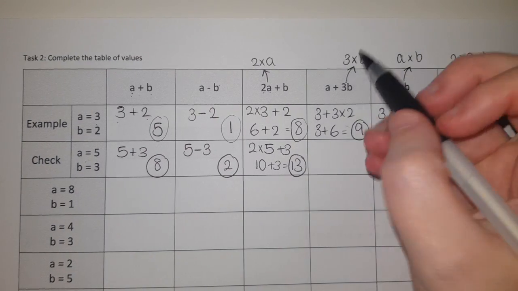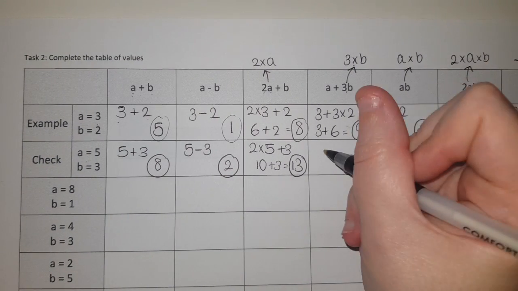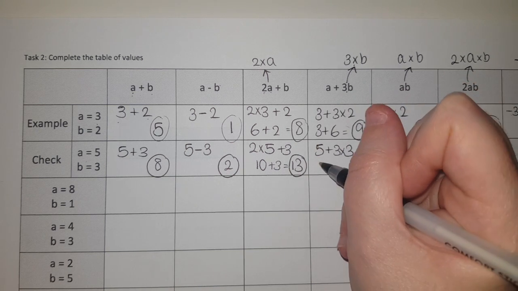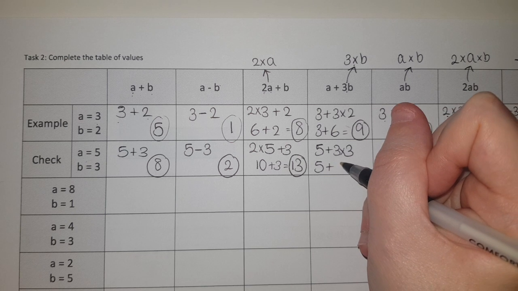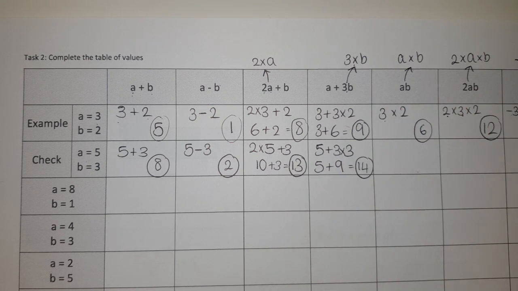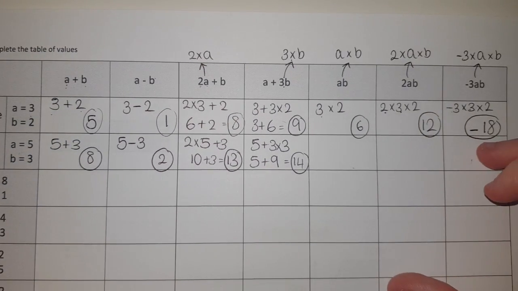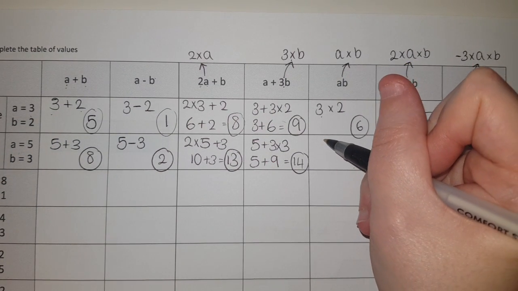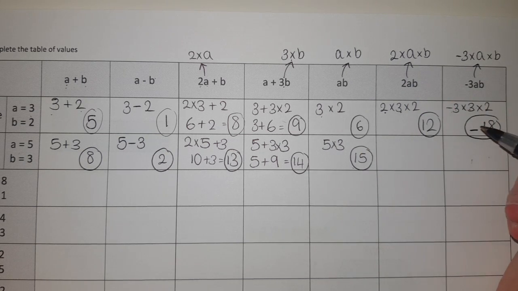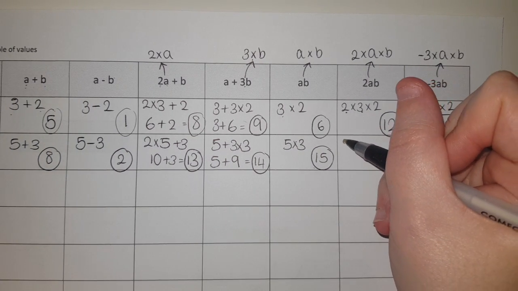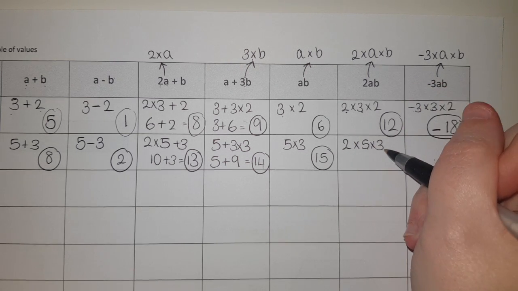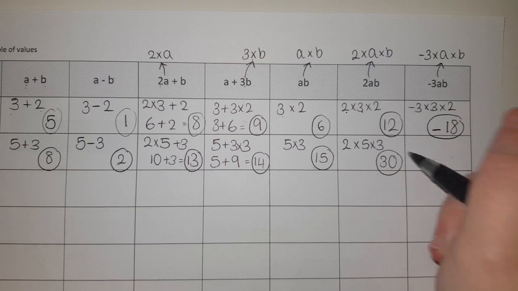If I look at the next one, remember 3B means 3 times B, so I've got 5 plus 3 times 3. Again, following BIDMAS, the 3 times 3 has to be done first. So I've got 5 add 9 is 14. If we look at the next one, AB or A times B means 5 times 3. I get an answer of 15. 2AB is to multiply 2 times A times B. 2 times 5 is 10. 10 times 3 is 30.